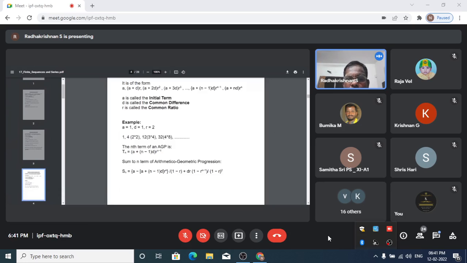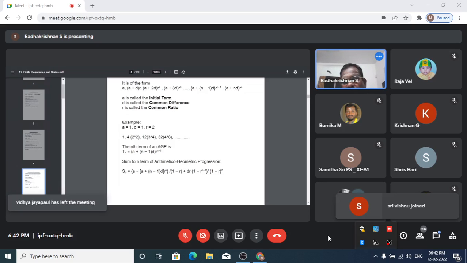So the nth term of an AGP is a plus n minus 1 into d, the whole thing into r to the power of n minus 1. You can see that it is a combination of both AP and GP. And the sum to n terms is a very long formula. You can try to memorize it, but memorizing is not very important.